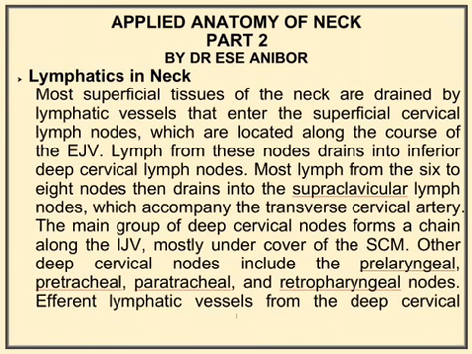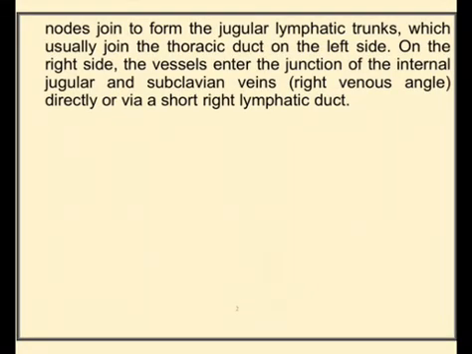Efferent lymphatic vessels from the deep cervical nodes join to form the jugular lymphatic trunks. The jugular lymphatic trunks usually join the thoracic duct on the left side. What about the right side? On the right side, the vessels enter the junction of the internal jugular and subclavian veins. That junction is called the right venous angle. They enter the right venous angle directly or via a short right lymphatic duct.